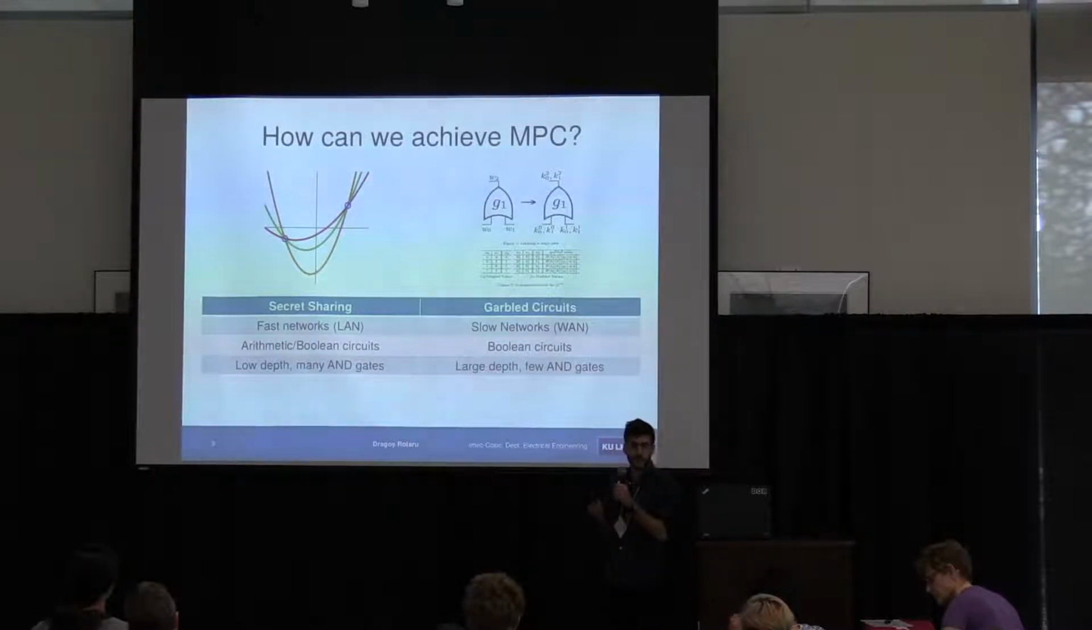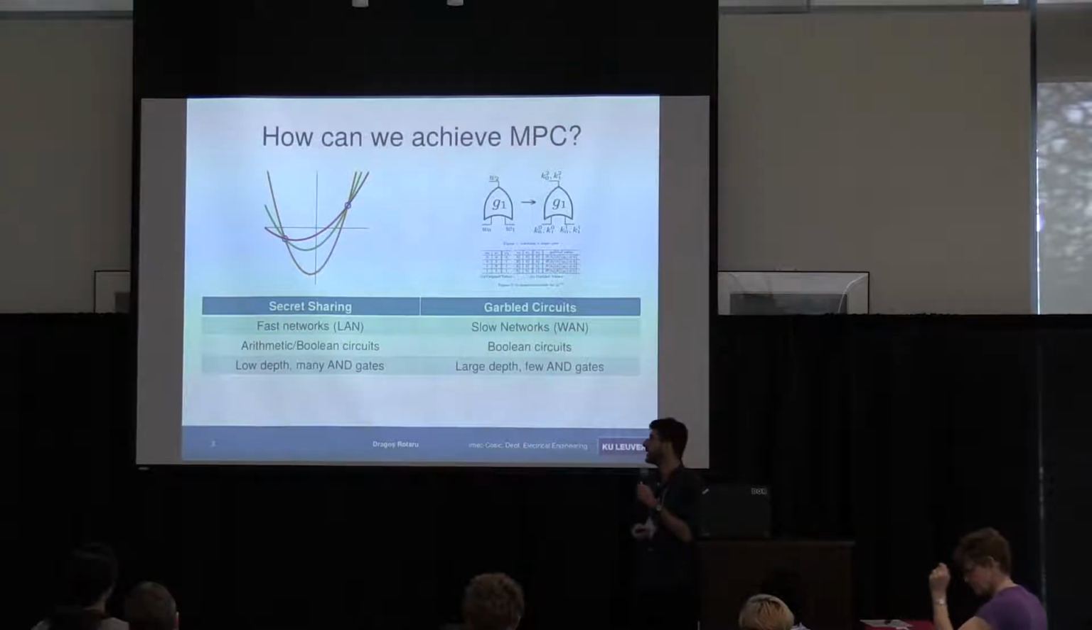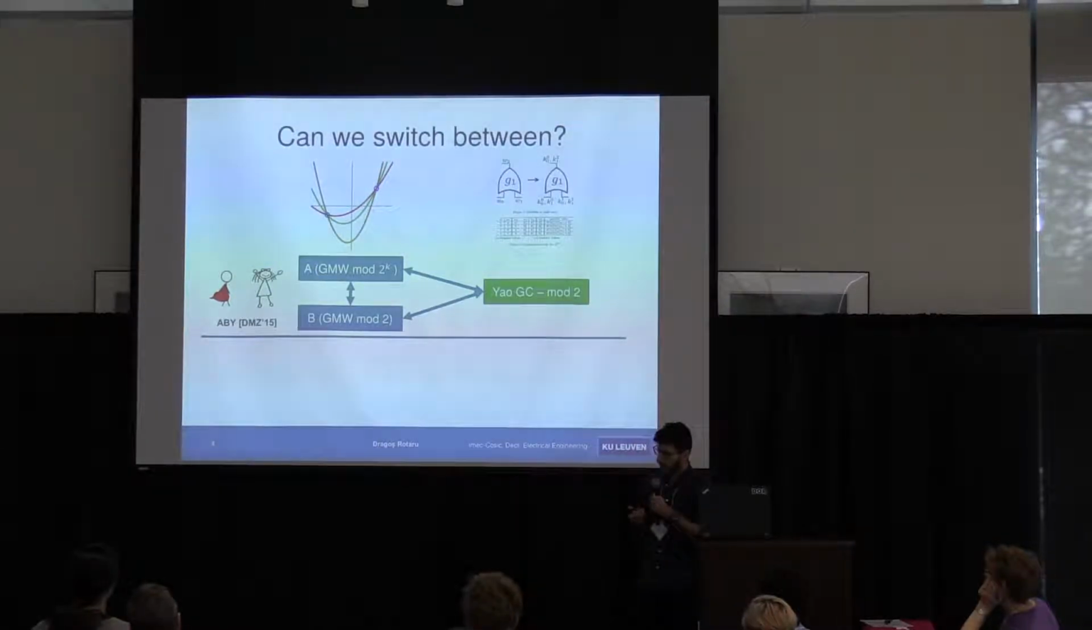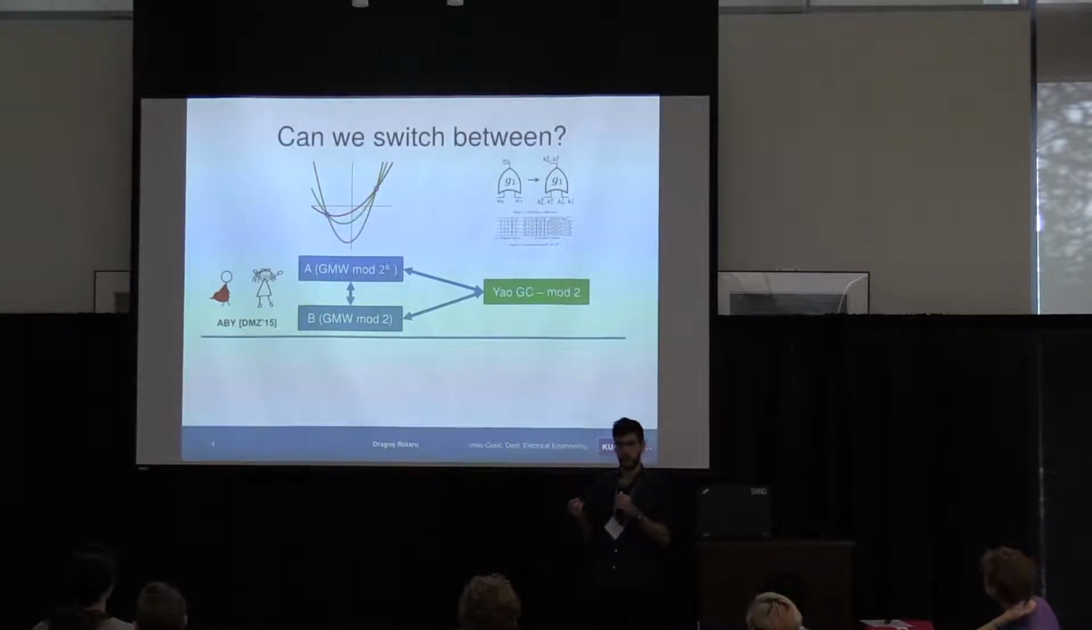There is some progress for arithmetic garbling, but it's still faster to do Boolean gates. Secret sharing is also good for low depth circuits where you have many AND gates, whereas garbled circuits are good where the depth of the function you're trying to evaluate is big and it has few AND gates. So now the question is, can we switch between the two paradigms so that we can get more efficient protocols? And there is some previous work to do this.